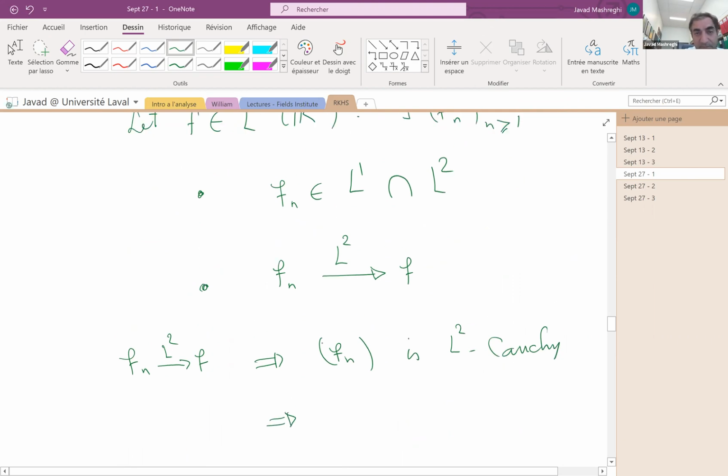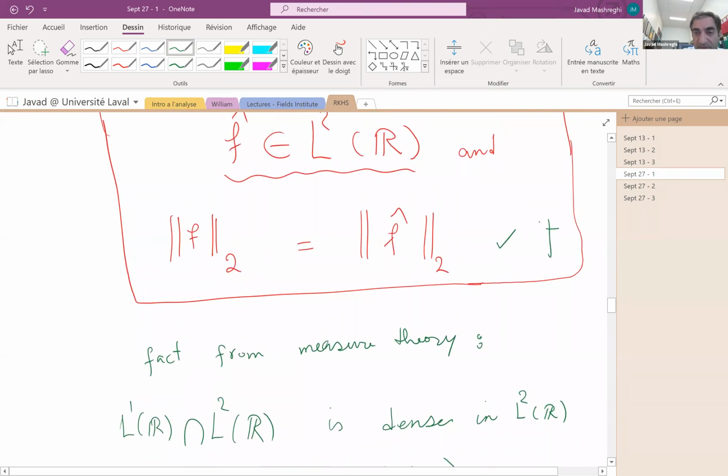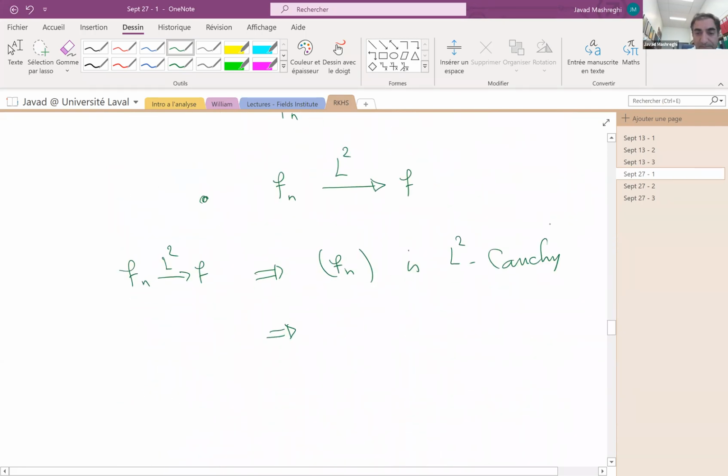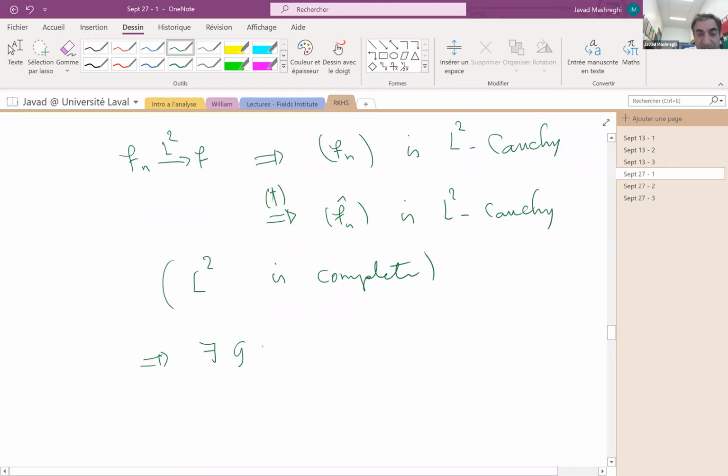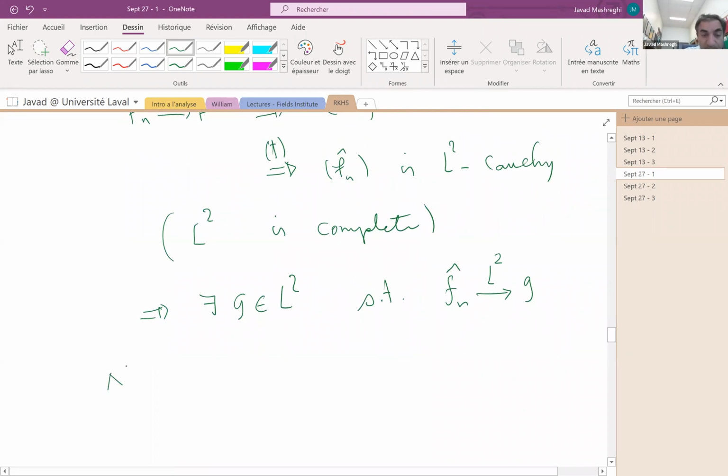Therefore, let me call this, I already used a star, let me use this dagger. By dagger, Fn hat is also L2 Cauchy. And we know L2 is complete, so there is a function g in L2 such that Fn hat converges to g in L2. And now we define F hat to be g. That's the way we define the Fourier transform on L2.